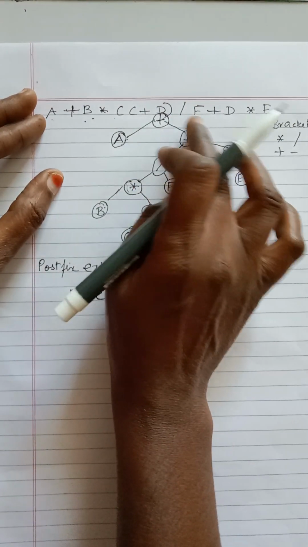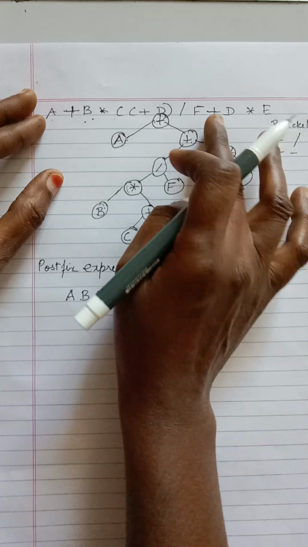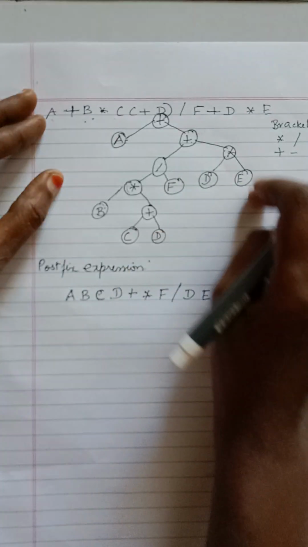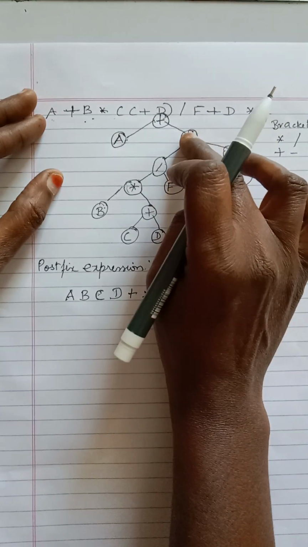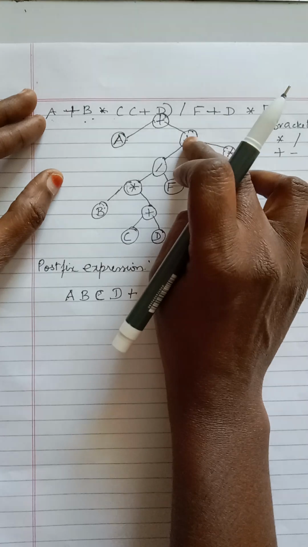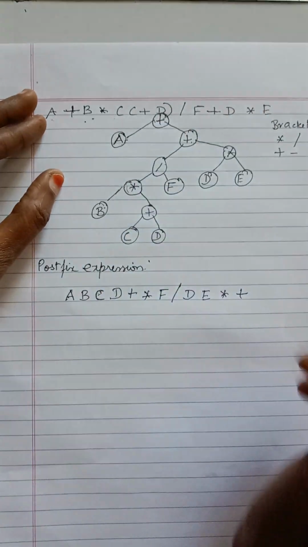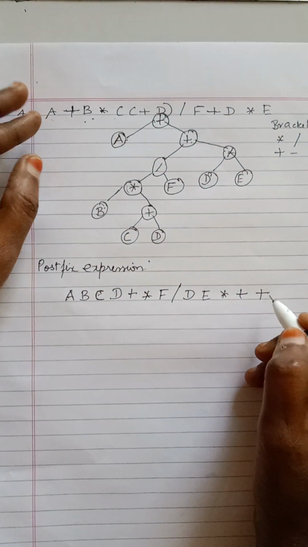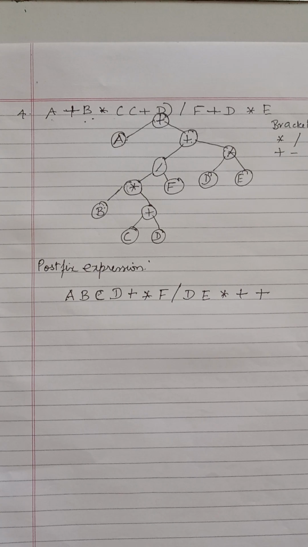Next, we completed the left. Here we have completed the right fully. So this right subtree is also completed. Next, what will we write? We have the root only. So plus. So this is the postfix expression for the given infix expression.